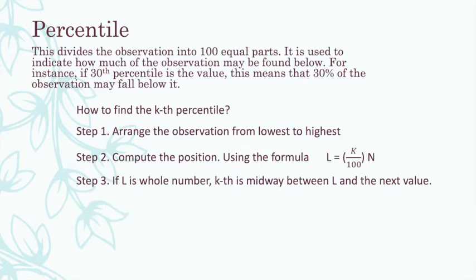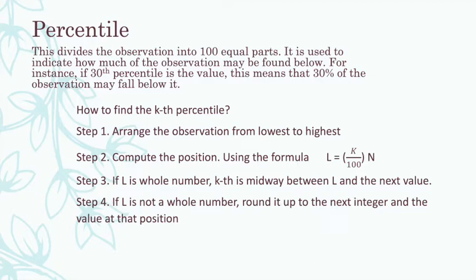Okay, let's go back. Step 3, if L is a whole number, the K term is midway between L and the next number. So we take the middle value of the K term, which is between L and the next value. Later on, we will have an example for that. Okay, step 4, if L is not a whole number, let's say the answer in L is in decimal point or in fraction, round it up to the next integer and then take the value at that position.